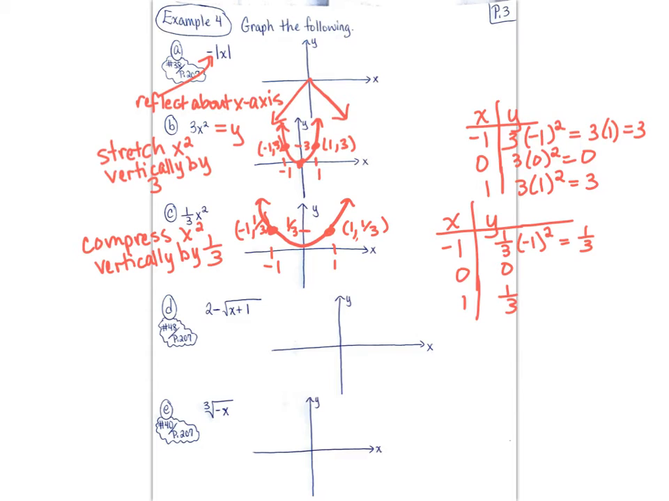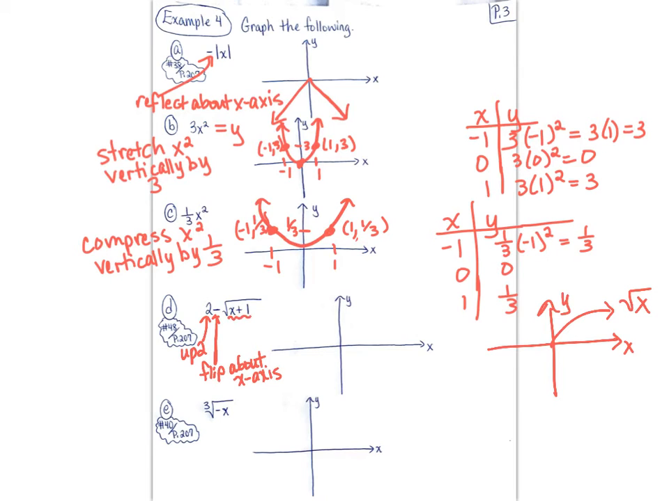Now, let's look at one that's a little bit more challenging. You have 2 minus the square root of x plus 1. So your basic function here is the square root function, the square root of x. Okay? That's your basic function. Now, what this 2 says is, move your graph up 2. This minus here says flip your graph about the x-axis.